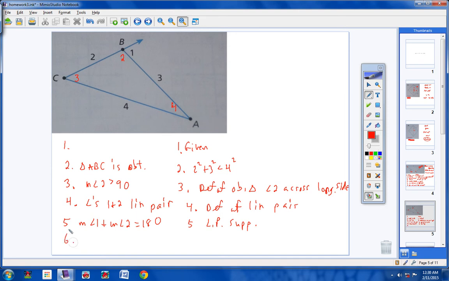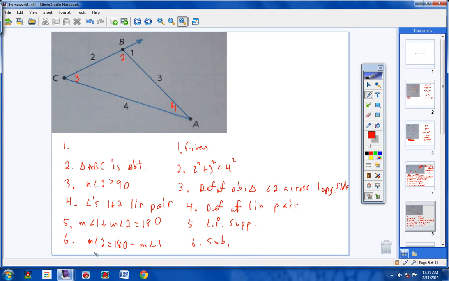Alright, now I've stated these two angles are supplementary, okay? Now it makes sense. I want to get angle 2 isolated so I can make a substitution here. So I'm now going to state the measure of angle 2 equals 180 minus the measure of angle 1. Of course, that's subtraction. That's the subtraction property. Okay? Now, why would I do that?